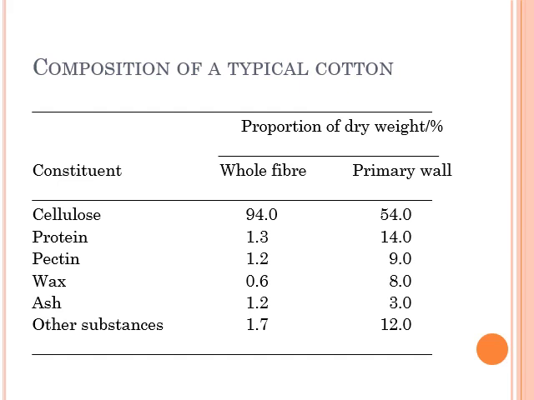As shown in the table, it gives the comparative data for a typical cotton fiber. The other substances are mostly water-soluble organic acids and sugars. This table also illustrates the very high cellulose content of cotton, which surpasses all other natural sources in this respect.